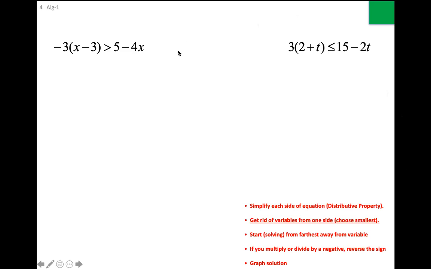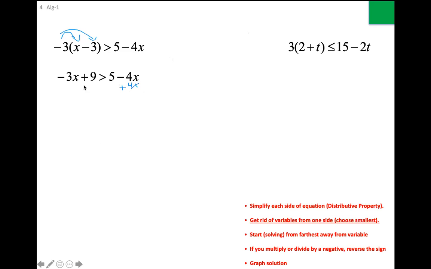All right, the one on the left. Distributive property would give me negative 3x plus 9. A negative times a negative is a positive. Let's see, which one is smaller, negative 3x or negative 4x? Negative 4x is actually smaller. So I'm going to add 4x to both sides.